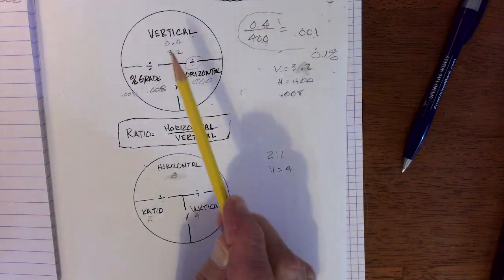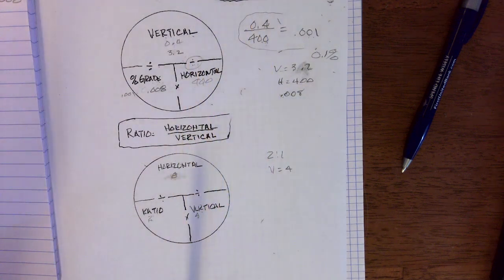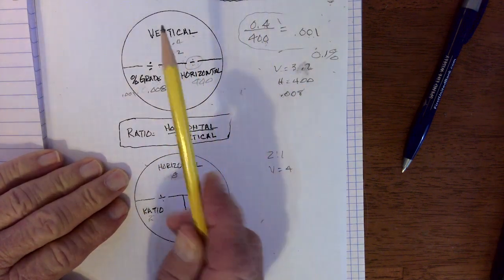But if we look at percent grade, vertical over horizontal, and we have been given, we don't know this.